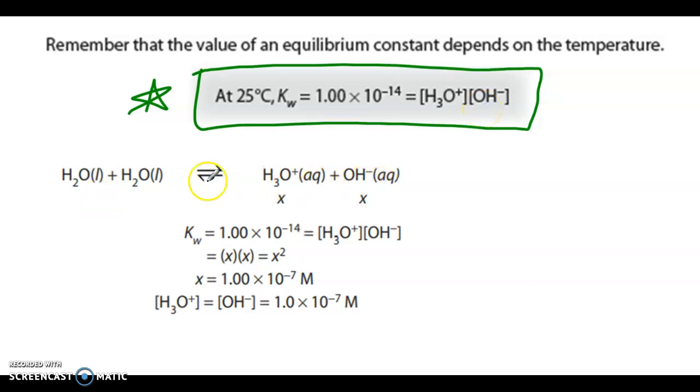So, here, for example, it's showing you how we can figure out what the concentration is of hydronium and hydroxide for just simply water. So if we set up our Kw expression and we use X to represent our ions, right? Almost identical to what we did when we did Ksp expressions, we end up getting Kw is equal to X squared, right? So if we square root both sides, we end up getting that X is equal to 1.00 times 10 to the negative 7.